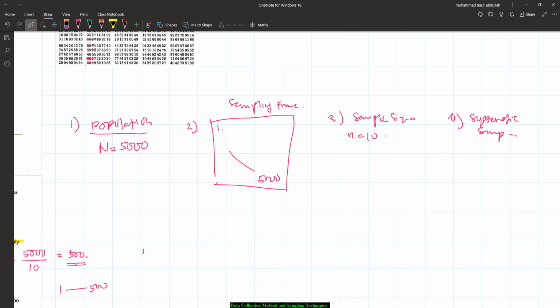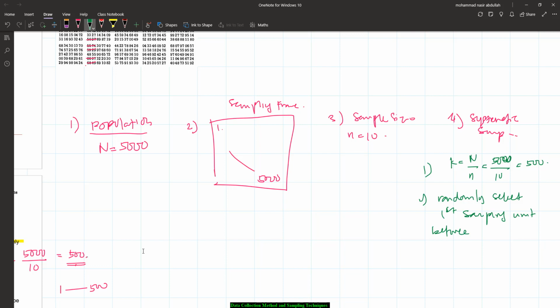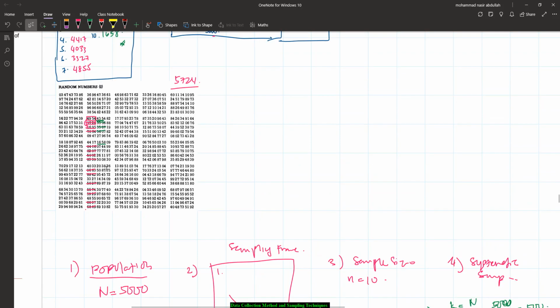sampling. Okay, now. So in systematic sampling, we need to determine our K. So K is equal to capital N divided by small letter n. Should be 5,000 divided by 10, which should be equal to 500 lah. So we're going to select, this is the first step. Second step is we're going to select randomly the first sampling unit between 1 to 500. Right, so we can use a random number.